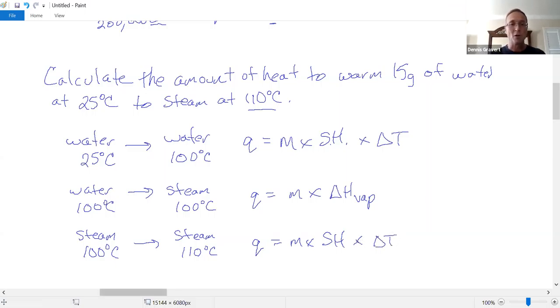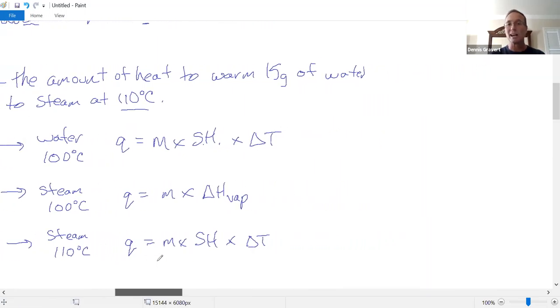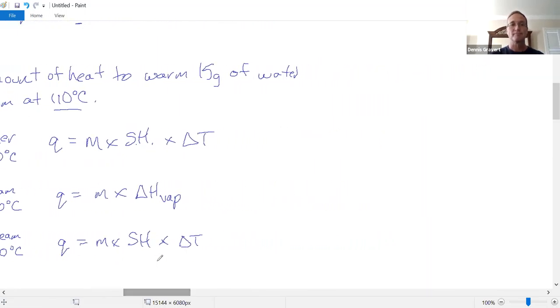Okay, and the whole question said, how much heat does it take to go from liquid water to steam? So to get all the heat, we want to add them up at the end. This is the math we have to do at the end. We want the total heat, so we're going to add up everybody.